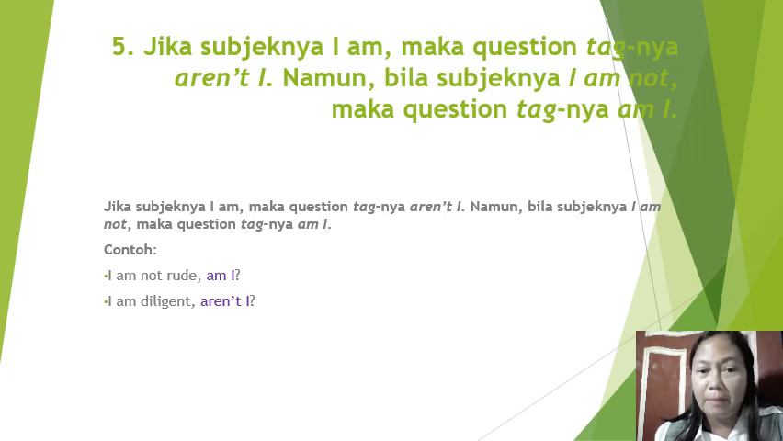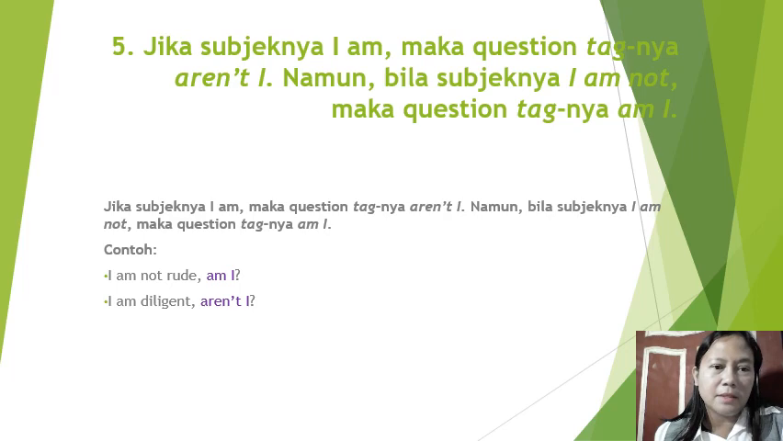Jika subjeknya I am, maka question tag-nya aren't I. Look at this one. This is positive. Jika subjeknya I am, maka question tag-nya aren't I. Look at this one, I am. So we use aren't I.